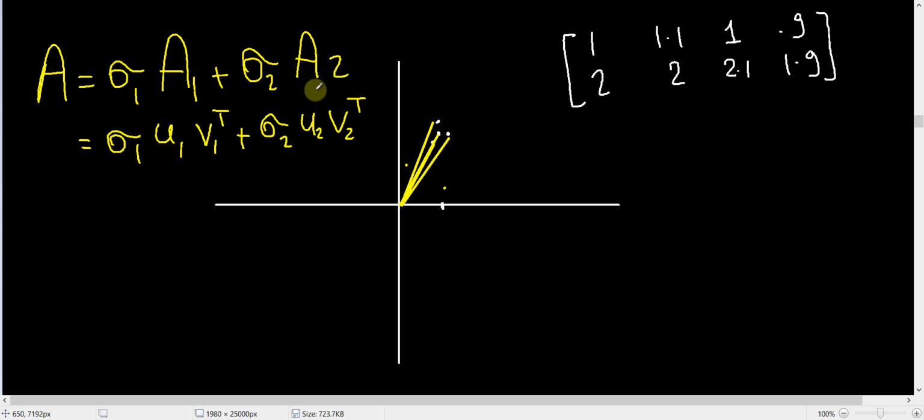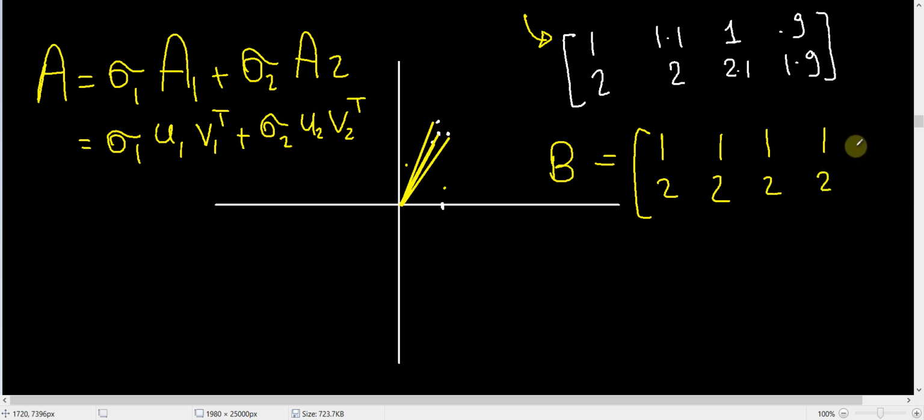Now you might ask yourself the following question. Could I get a rank 1 matrix that is as close as possible to this matrix? A rank 1 matrix where the error between the rank 1 matrix and the original matrix is very small? The answer is yes. If you choose some matrix B, for example, such that B is equal to 1, 2, 1, 2, 1, 2, and 1, 2, then the error between this matrix B and the original matrix will be very small.